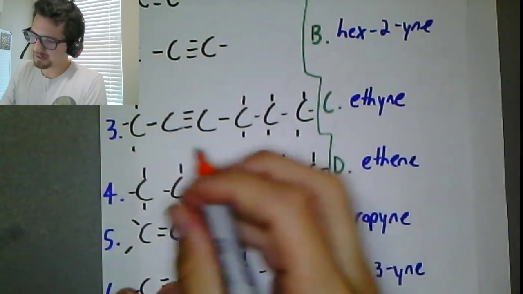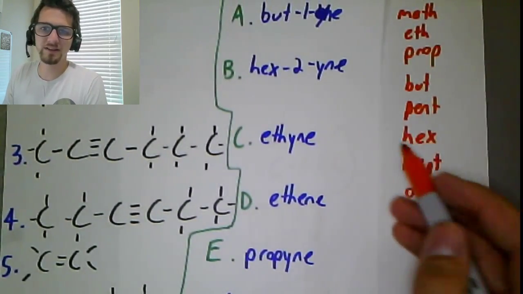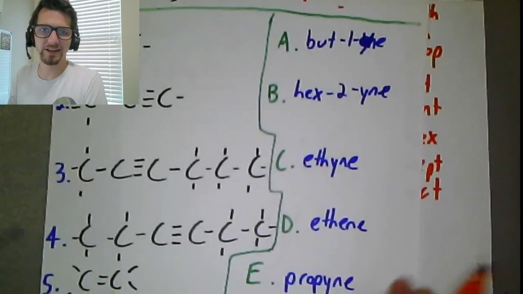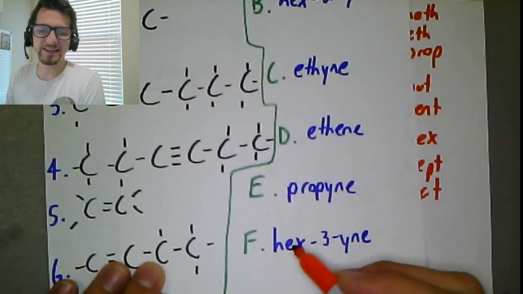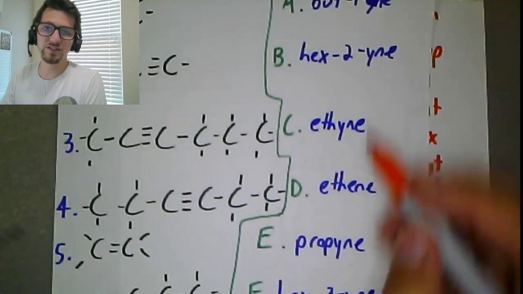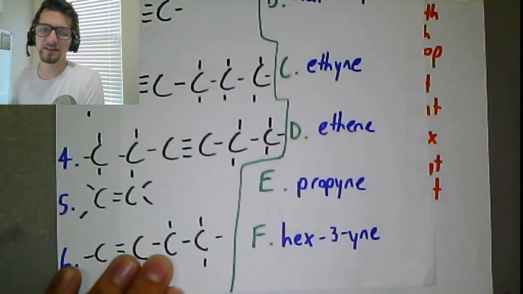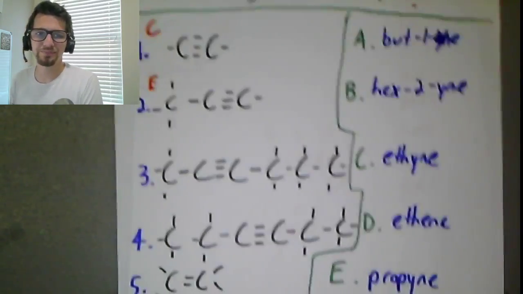Number 3, I have 1, 2, 3, 4, 5, 6 carbons. So what does my naming say that's going to be? Hex. So what are my options? B is hex and F is hex. What's the difference between these two? 2-yne and 3-yne. So this is a naming question.